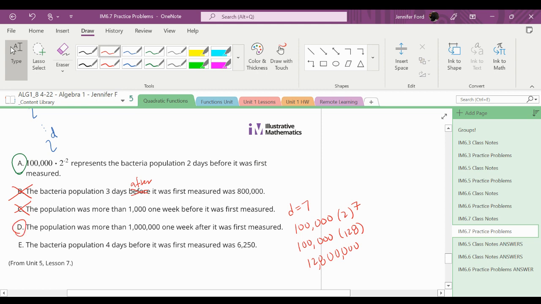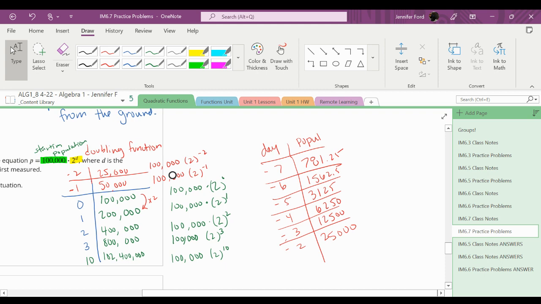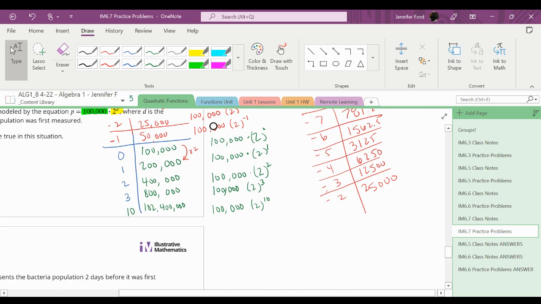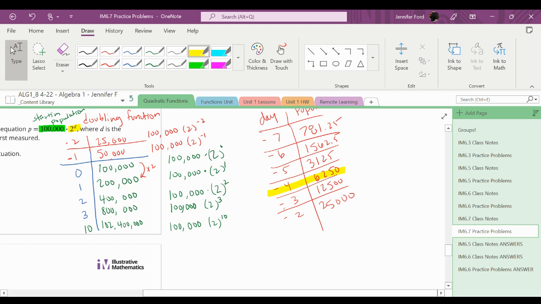And then E: the bacteria population 4 days before it was first measured. We actually did that calculation. 4 days. That's correct, because it's right here. 4 days before, 6,250.